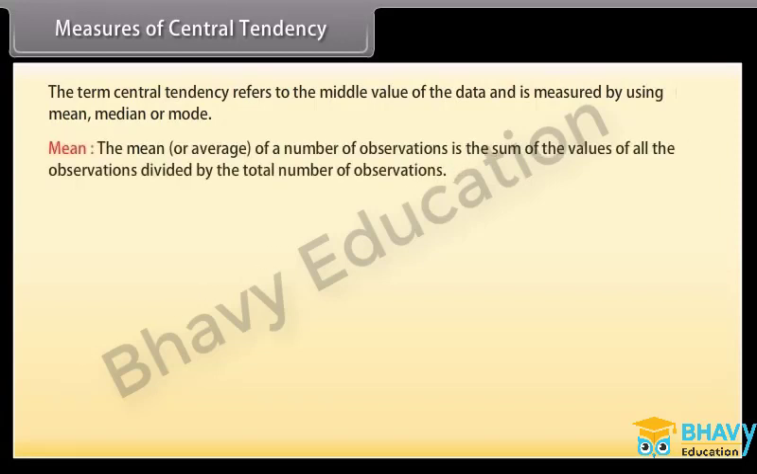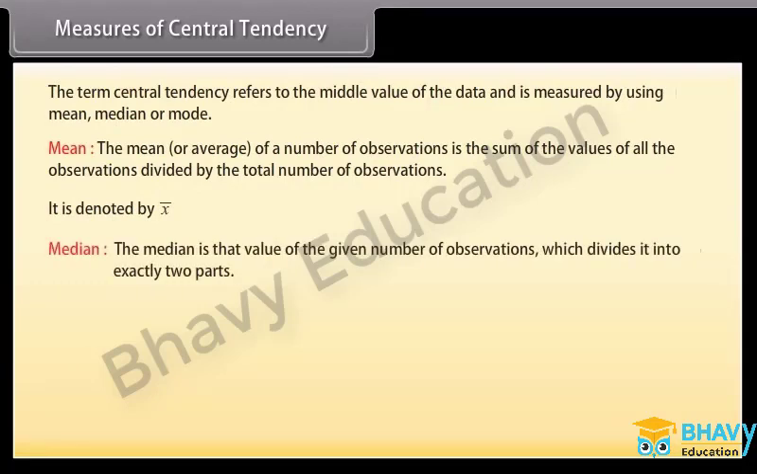Mean. The mean or average of a number of observations is the sum of the values of all the observations divided by the total number of observations. It is denoted by this symbol, read as X bar.